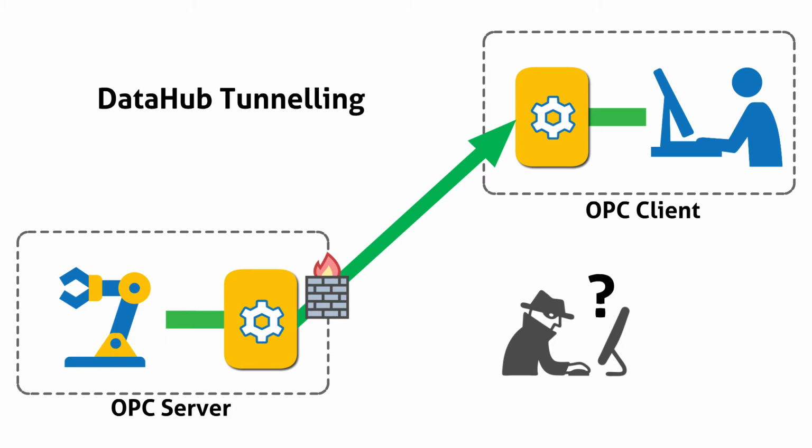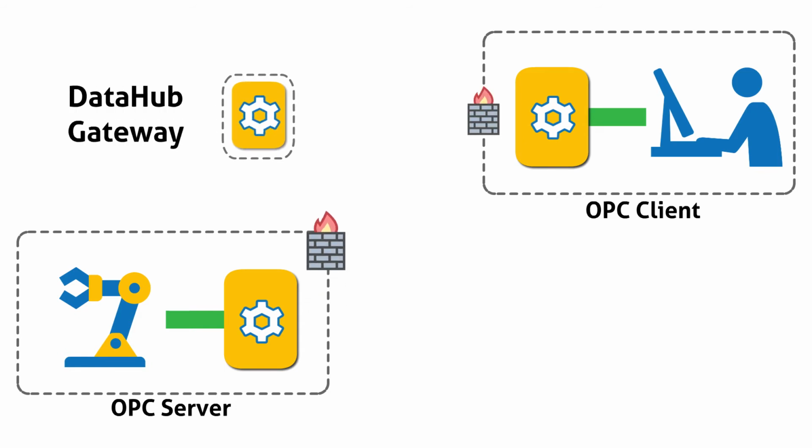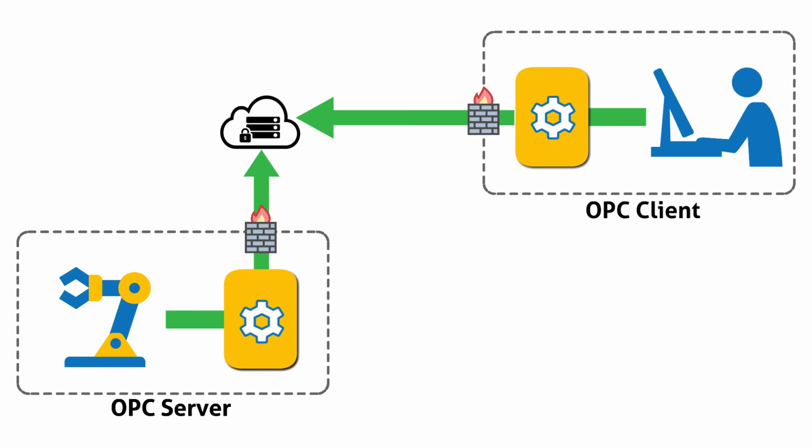Now we can take it a step further. DataHub's unique architecture lets you close the firewall on the client side as well. Add a DataHub Gateway in the middle, then both server and client can make outbound connections to the gateway. Once connected, data flows securely between the plant and remote networks. And finally, if you don't want to set up your own gateway, use the SkyHub service, a managed DataHub gateway in the cloud.